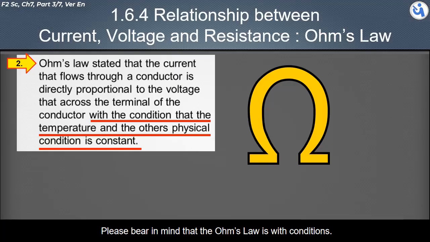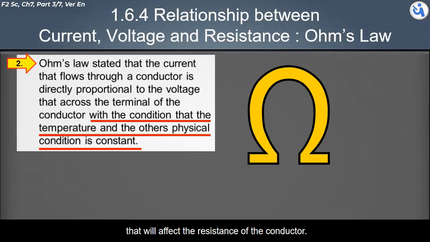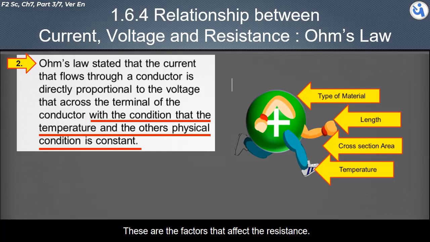Please bear in mind that Ohm's law has conditions. The condition is that temperature and the other physical conditions are constant. Constant means to remain unchanged. Temperature needs to remain unchanged because temperature is a factor that will affect the resistance of the conductor. The other physical conditions refer to its length and cross-section area. These are the factors that affect the resistance.